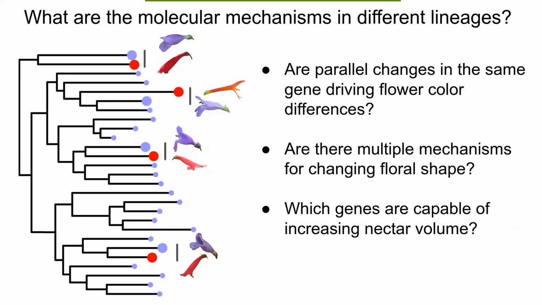So the natural next question is, okay, it's 4 events that happened independently. We know something about the mechanisms in one lineage, but what happens in the other ones? Are the changes at the molecular level parallel? Are they in the same pathways? Are they in the same genes, same protein? For example, are there multiple different mechanisms by which you can get this long tubular floral shape? Are there different regulatory factors that you can change that cause it to develop that way? And are there various different genes that we can change to tune the knobs on the nectar volume?